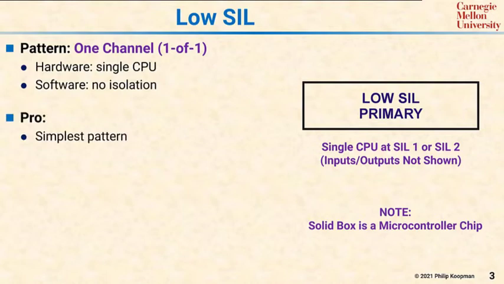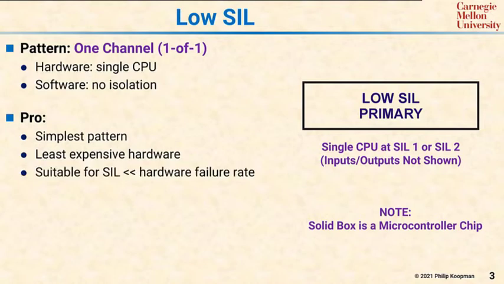The pros for this are that it is the simplest pattern, and it's the least expensive hardware because there's nothing special about the hardware. It's suitable for a SIL in which the acceptable failure rate for the system is much more often than the hardware failure rate. And what I mean by that is that if you have a piece of hardware that fails once every million hours, but your SIL says it's okay to fail once every 100,000 hours, then that's okay because the software or other functional failures will dominate the hardware failure rate.